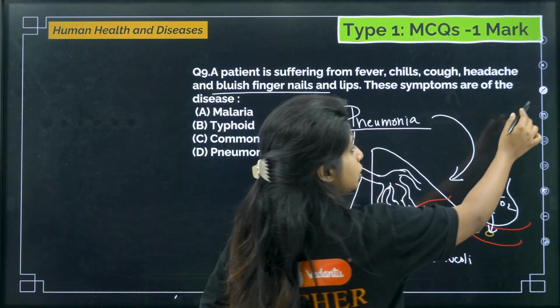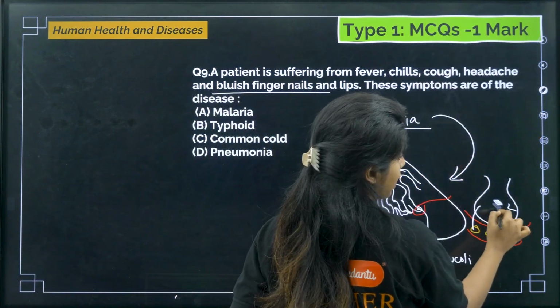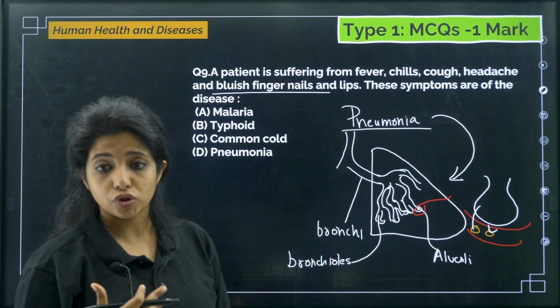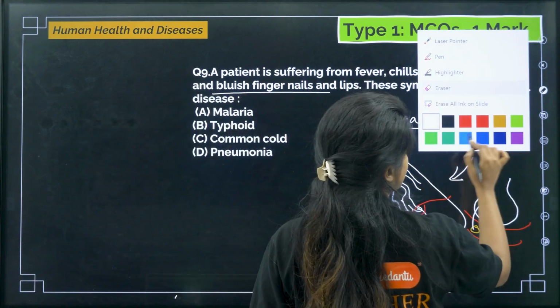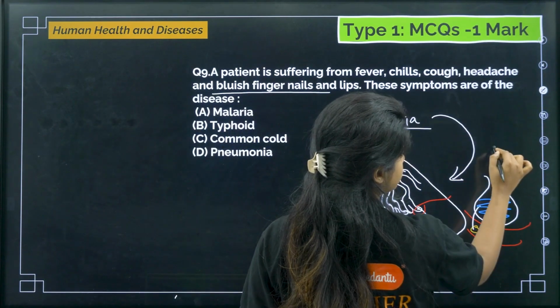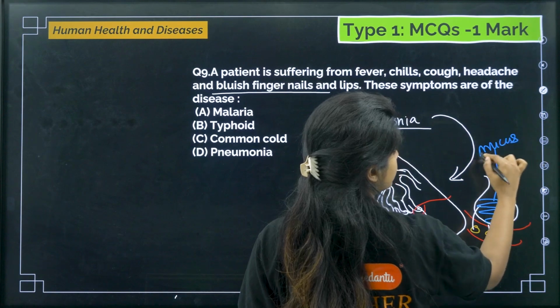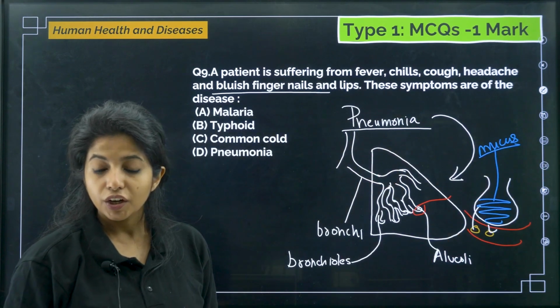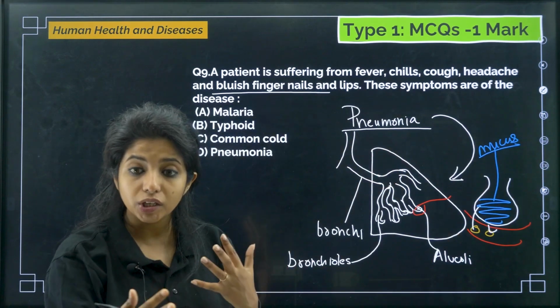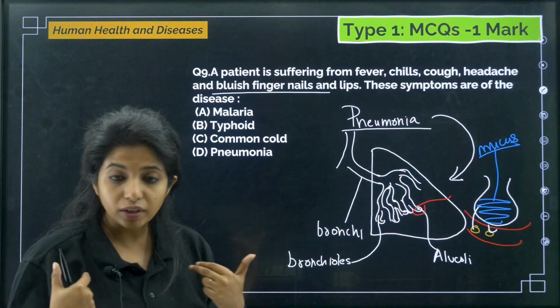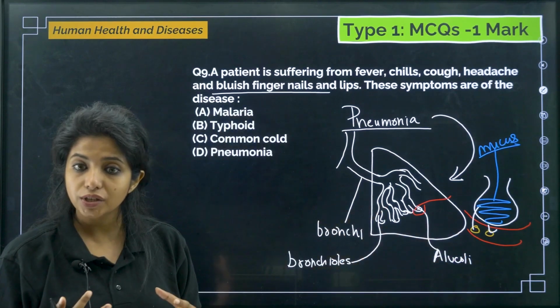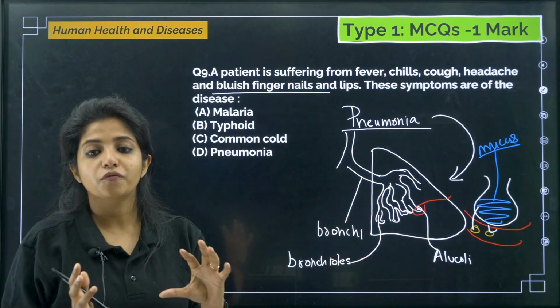But now think of a situation where this alveolus, which has to be filled with oxygen, is now filled with mucus. Do you think that this exchange of oxygen and everything can happen? No. So aren't we making our cells deficient of oxygen? Yes. So this is the whole principle of pneumonia.